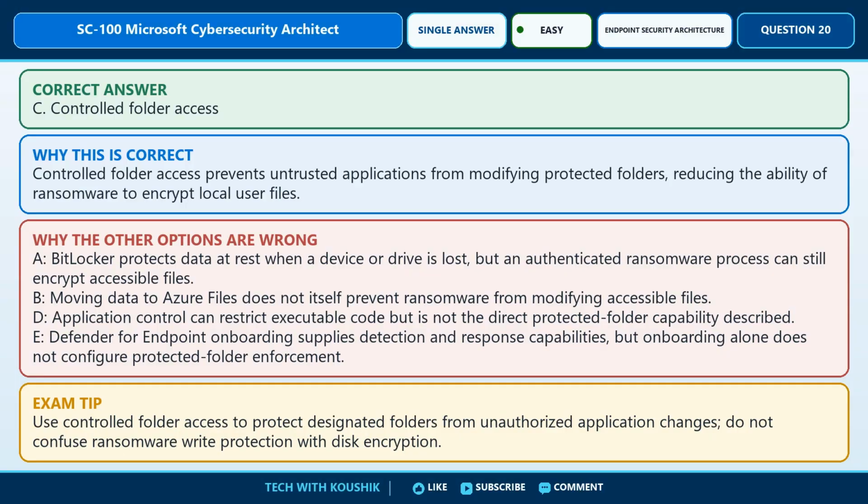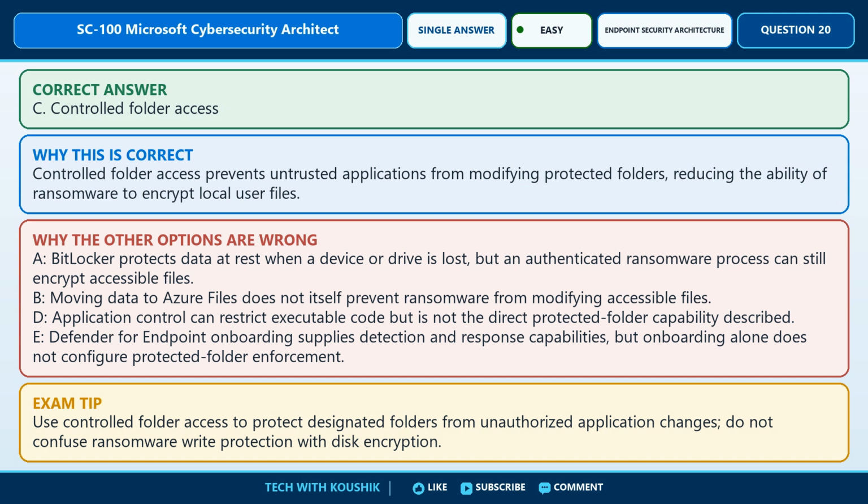The correct answer is Option C. Controlled Folder Access. Here's why. Controlled folder access prevents untrusted applications from modifying protected folders, reducing the ability of ransomware to encrypt local user files. Why are the other options not correct? A. BitLocker protects data at rest when a device or drive is lost, but an authenticated ransomware process can still encrypt accessible files. B. Moving data to Azure Files does not itself prevent ransomware from modifying accessible files.